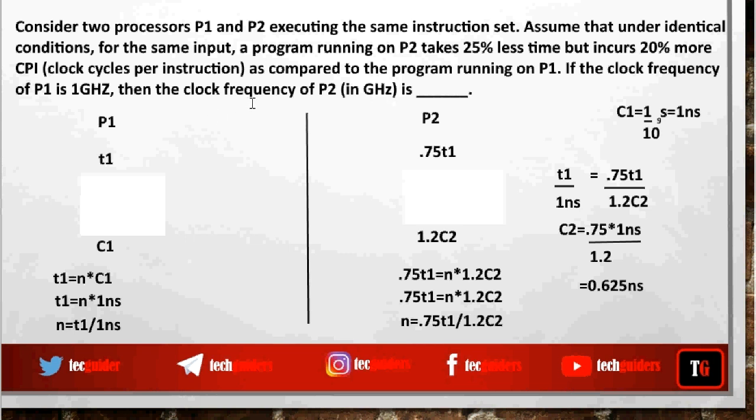And the question is the clock frequency of processor P2. We know frequency equals 1 by time period. Hence the clock frequency F2 is equal to 1 by 0.625 nanosecond, which is equal to 1.6 gigahertz. So a lower clock period means a higher frequency. Here a higher frequency processor is executing the program faster under all other identical conditions on the same program. Because under all other identical conditions, a higher frequency implies a shorter clock period, and within a shorter time period we are processing more instructions out.